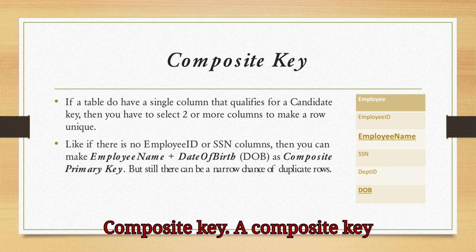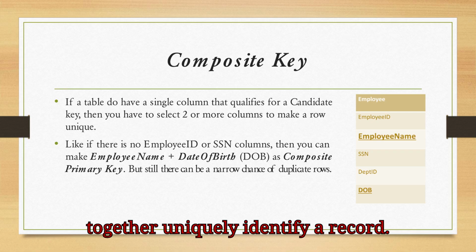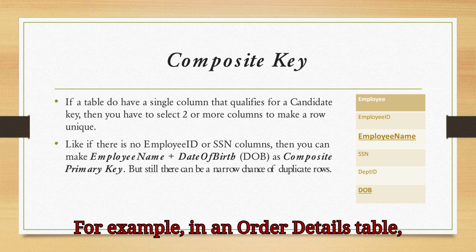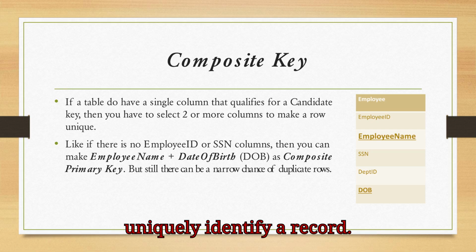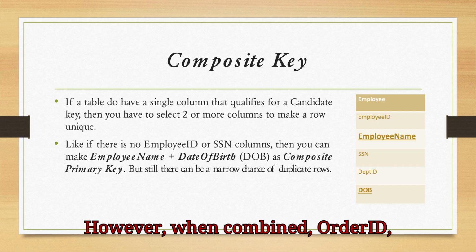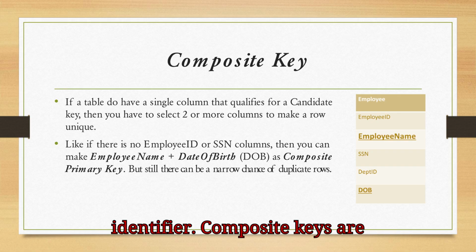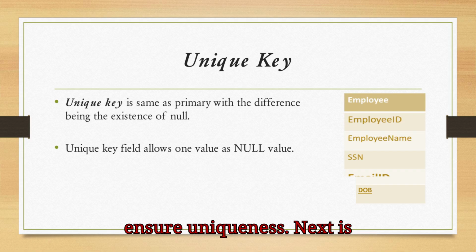Next key is composite key. A composite key consists of two or more attributes that together uniquely identify a record. For example, in an order details table, neither order ID nor product ID alone can uniquely identify a record. However, when combined, order ID, product ID, forms a unique identifier. Composite keys are useful when no single attribute can ensure uniqueness.